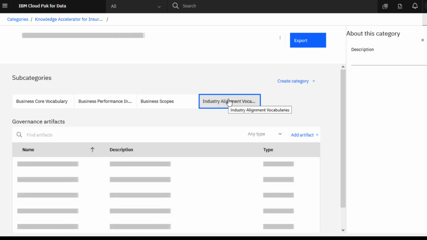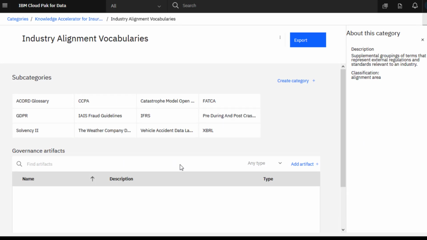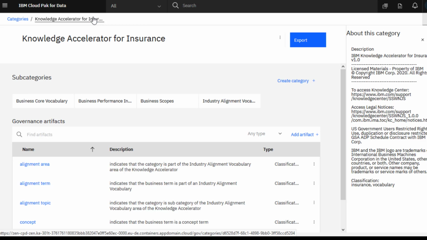Finally, industry alignment vocabularies include terms from data standards, reporting standards, and regulations that are often used by insurers for compliance. There are 13 different external standards and regulations covered, incorporating more than 6,500 terms.